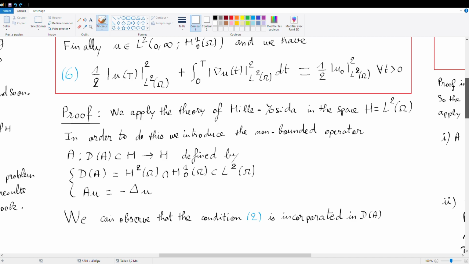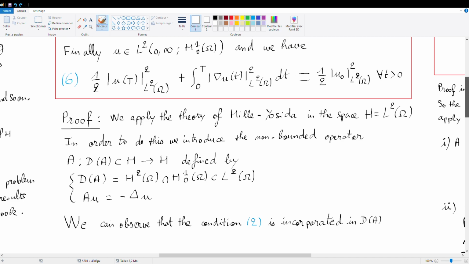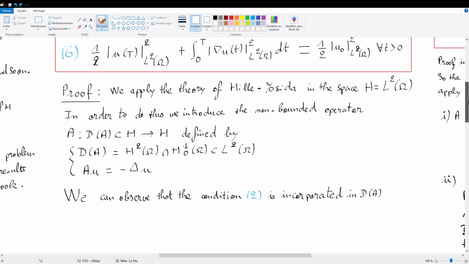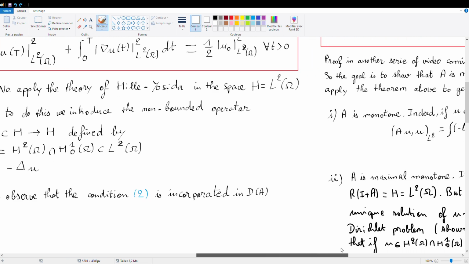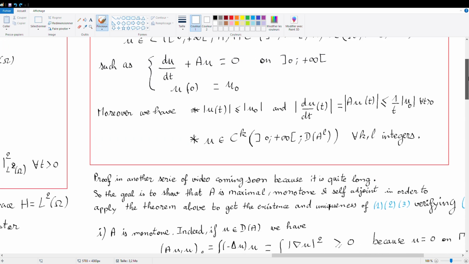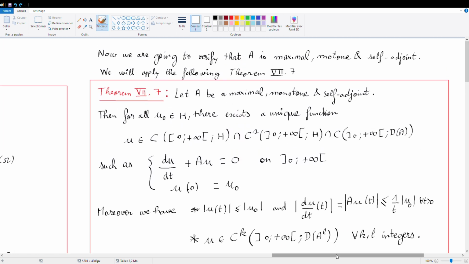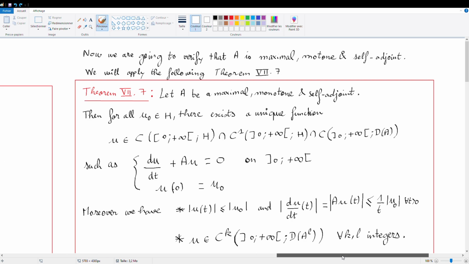L2 of omega. In order to do this, we introduce the unbounded operator A that goes from D(A) included in H towards H defined by D(A) equal to H2 of omega intersected with H1_0 of omega, included in L2 of omega. The operator A is simply minus Laplacian of u. We observe that the condition 2 is incorporated in D(A). Now we are going to verify that A is maximal monotone and self-adjoint.